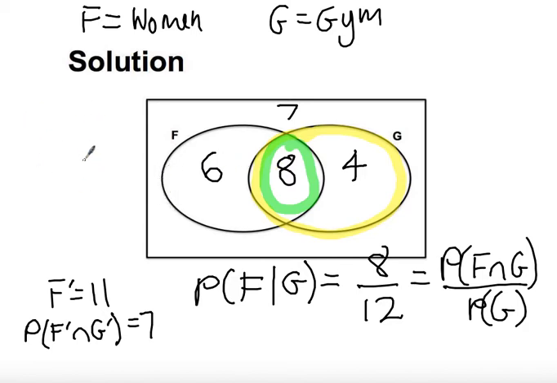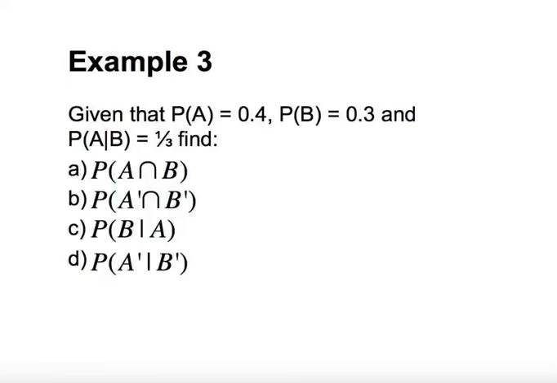Okay, so these contextualized problems are okay to get a feel for things, but really what's likely to happen in the S1 exam is that you don't get a contextualized problem, you get something like as follows. Given that the probability of A is 0.4, the probability of B is 0.3, and the probability of A given B is 1/3, find the probability of A intersect B, A complement intersect B complement, B given A, and A complement given B complement.